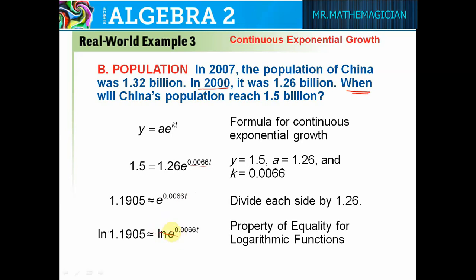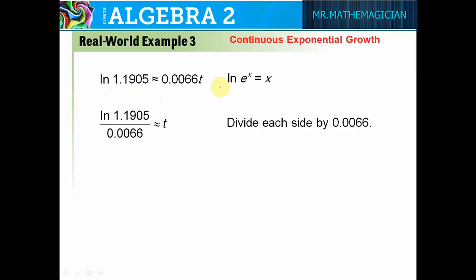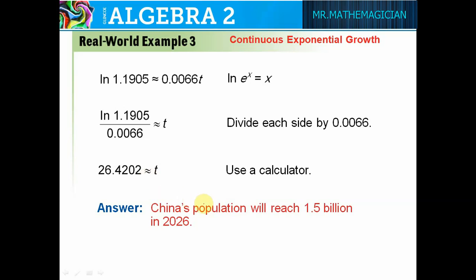Ln will cancel the e, so that we can have ln 1.1905 is approximately equal to 0.0066t. So we can divide by this number to know the value of t, and t will be approximately 26.4202. This means China's population will reach 1.5 billion after 26 years, starting 2000, so it's 2026.